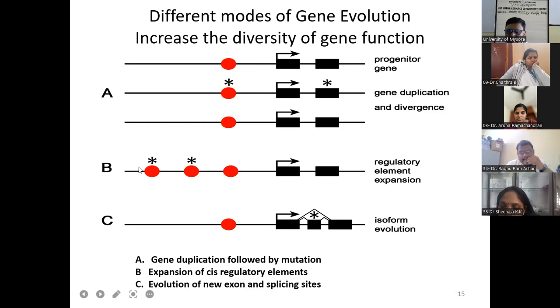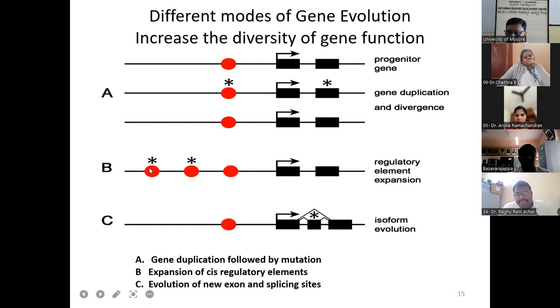The other mechanism is duplication of the regulatory elements themselves. Here, regulatory elements are not duplicated; there is only a duplication of the gene. If the regulatory elements are duplicated and undergo further mutation in the duplicated sequence, you will find expansion of the regulatory elements, which can give rise to isoforms, and if they are functionally relevant, they are conserved and selected by natural selection. Therefore, gene duplication is followed by mutation, expansion of cis regulatory elements, and evolution of new exon splicing as a consequence of duplication. Here is an example.